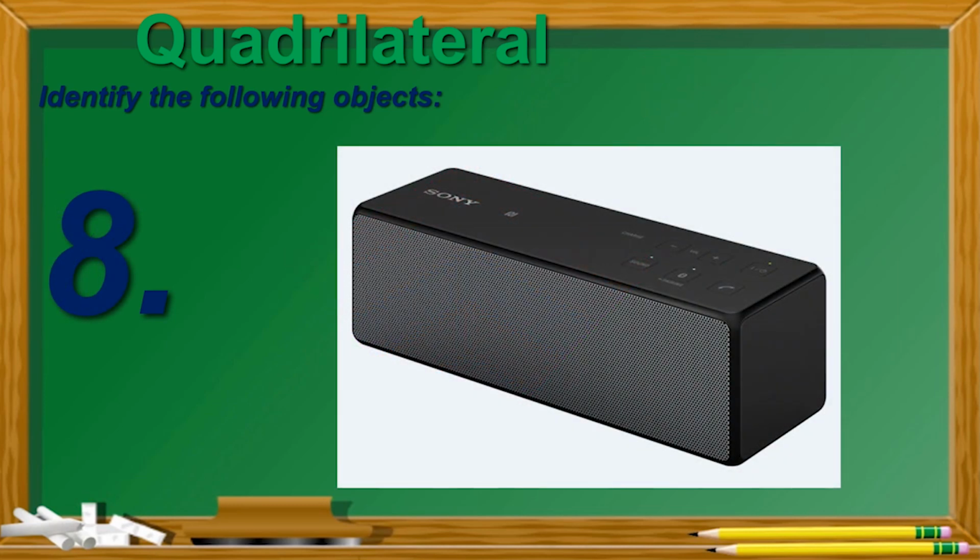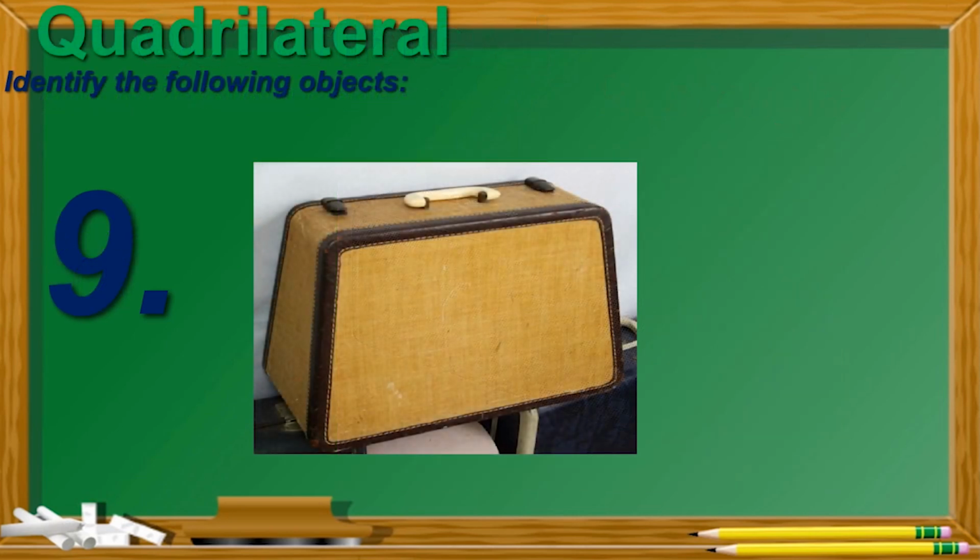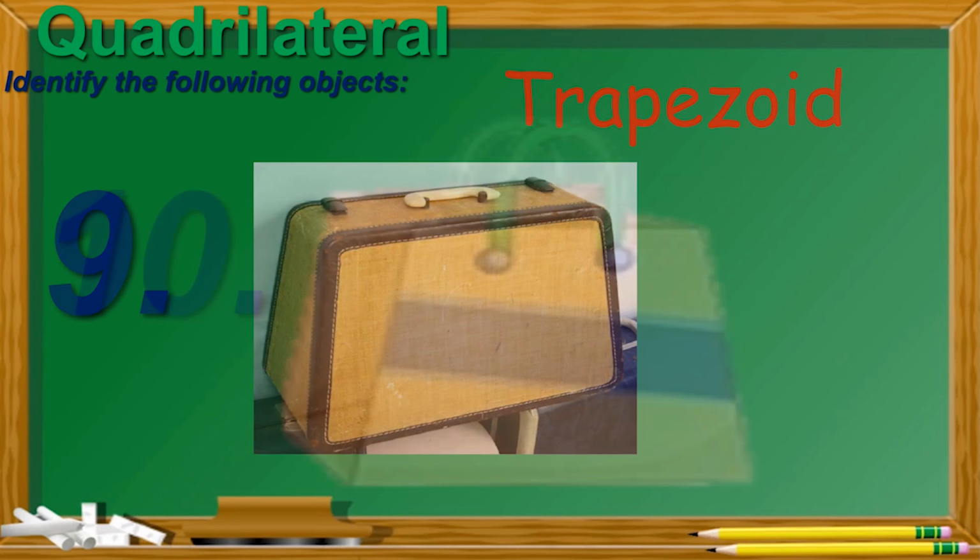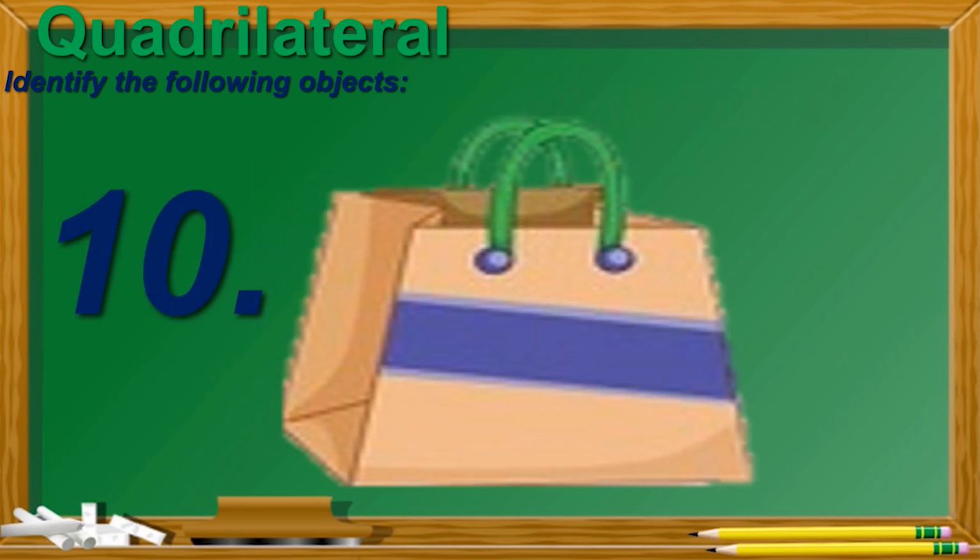Number 8, this one, speaker. What is this? A rectangle. Very good. Number 9, this one, a bag. This is like an attached case. What is this? Okay, that is a trapezoid. This one is the same, while this one is short, this one is long. So trapezoid. This one, number 10. A grocery bag. What is this? Trapezoid. Very good.